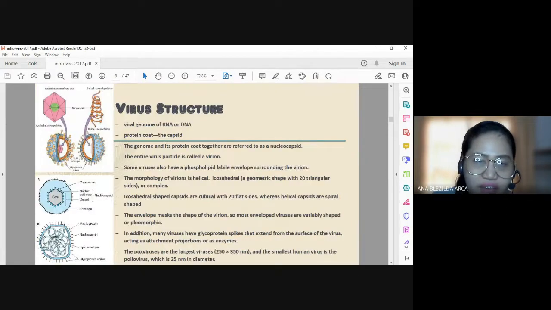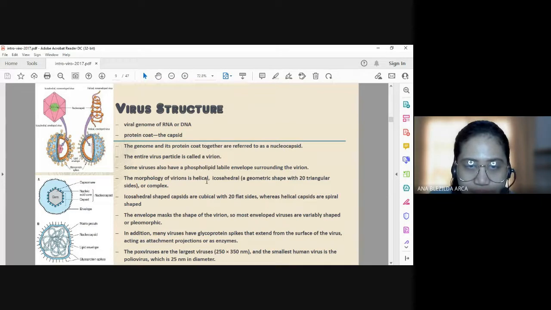Meron naman mga virus na meron silang outer layer known as the envelope. Like this one, nasa loob siya ng isang envelope. Ito siya sa loob, yung pink na yan. Tapos, itong structure na puti na yan, that is the envelope. And then sa labas niya, yung mga glycoprotein spike. Okay? So, it's either mayroon siyang envelope or naked siya. Ganun na makikita mong structure ng mga viruses.